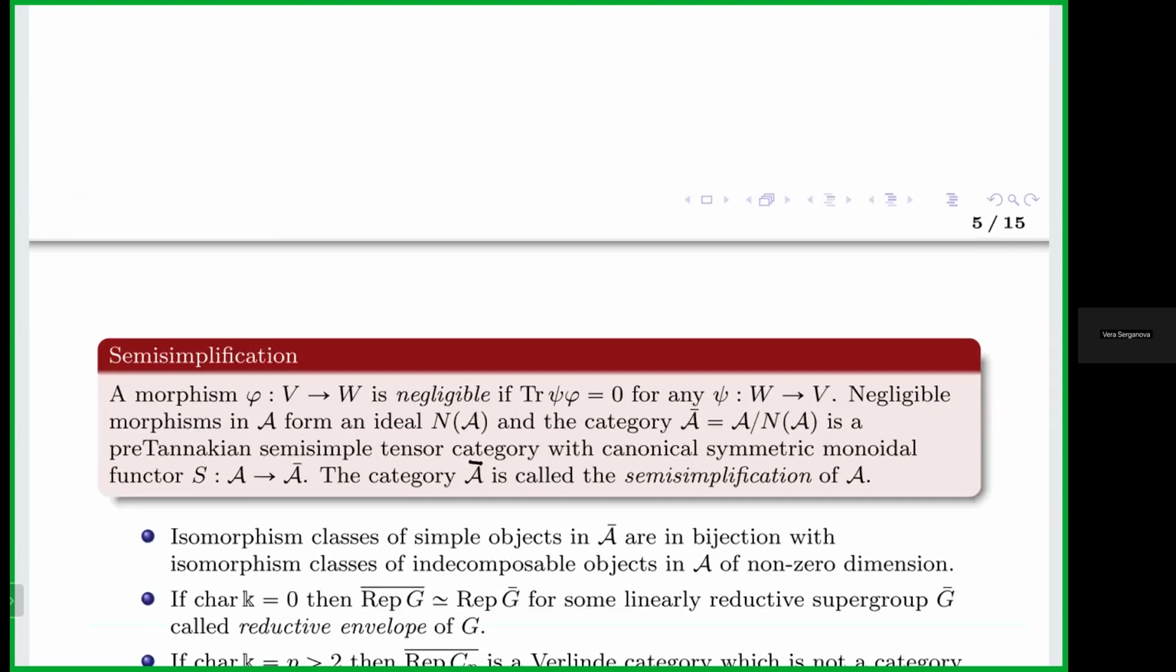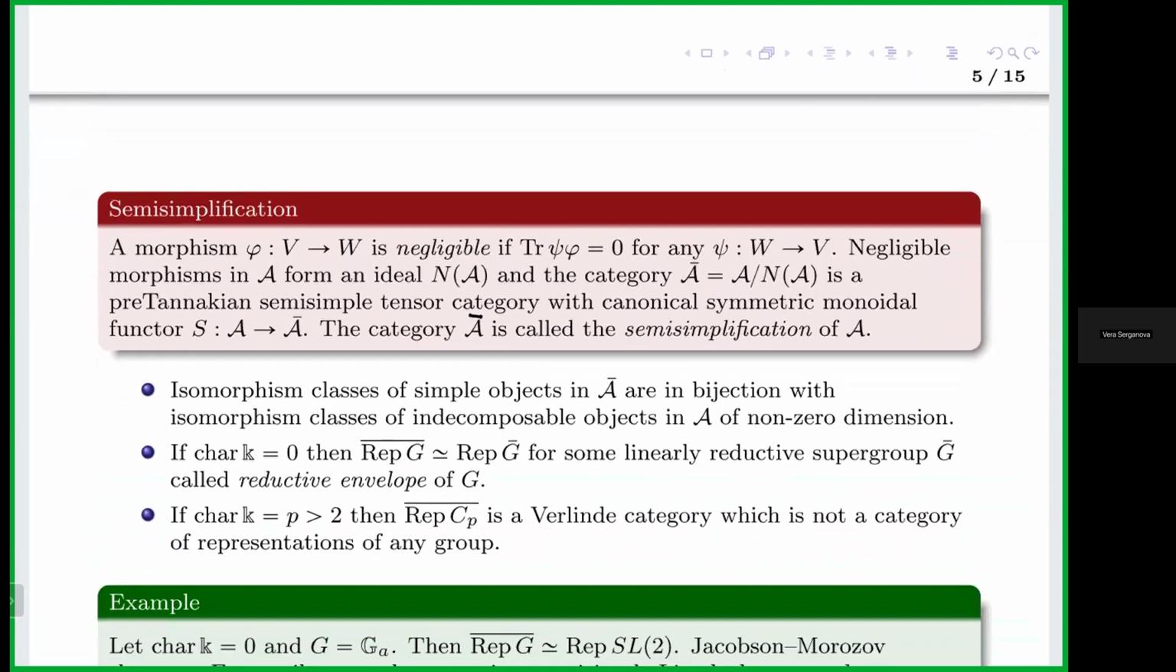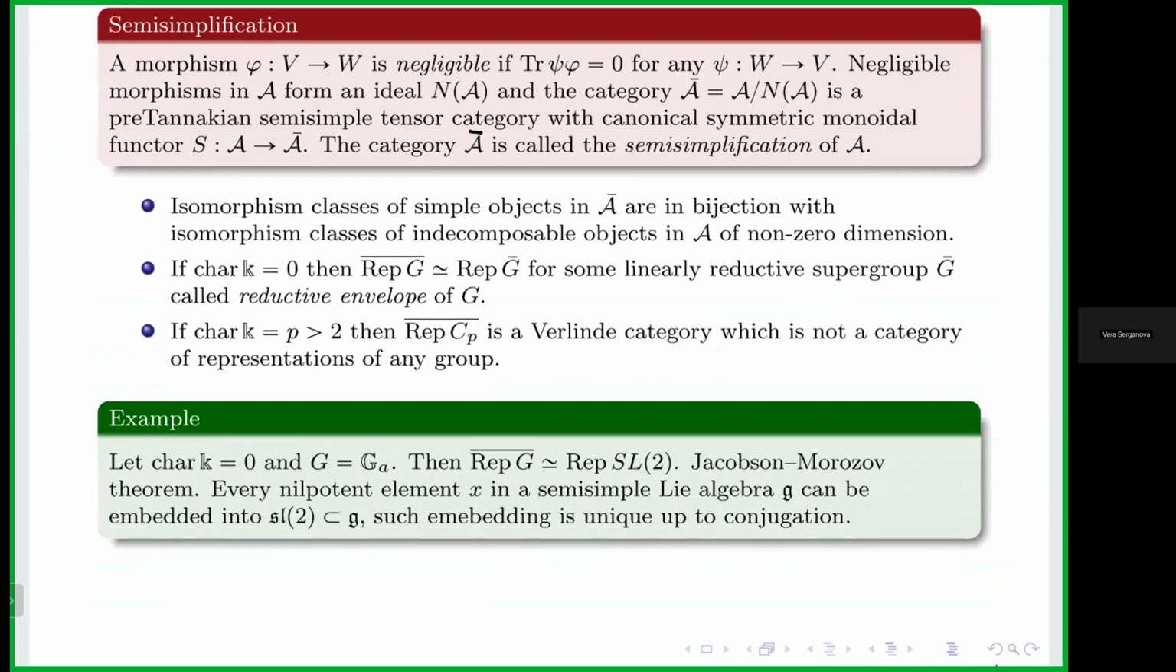So what is semi-simplification? Now we have this category which has the notion of trace, and we are going to consider the ideal of morphisms which is called the ideal of negligible morphisms. We call a morphism between two objects negligible if, whenever I compute the composition with any morphism in the opposite direction, for any morphism from W to V, the trace of the composition is zero. It's not very difficult to see that the set of negligible morphisms is an ideal in the set of morphisms, and we can take the quotient.